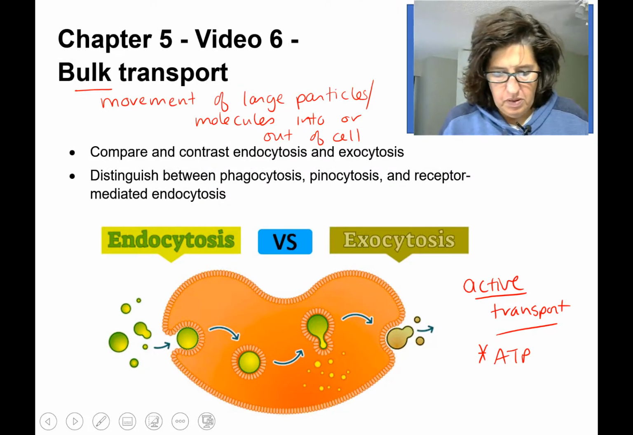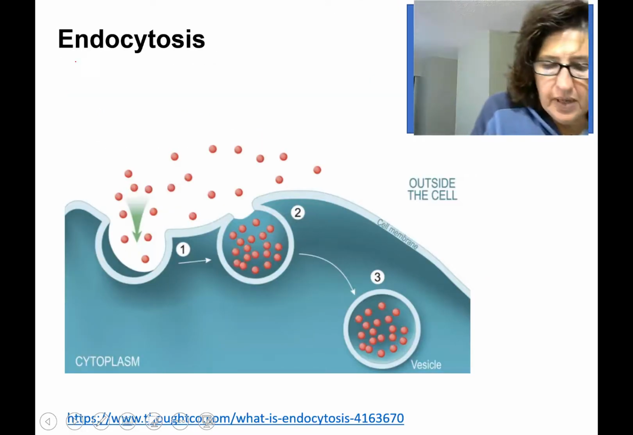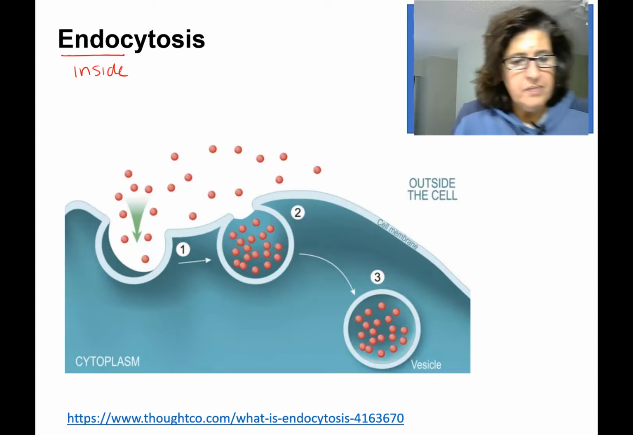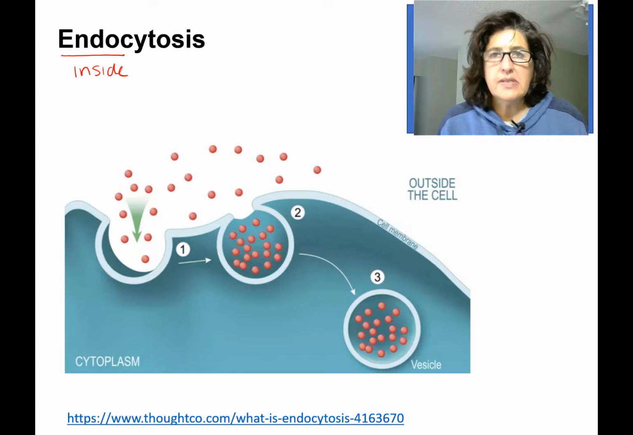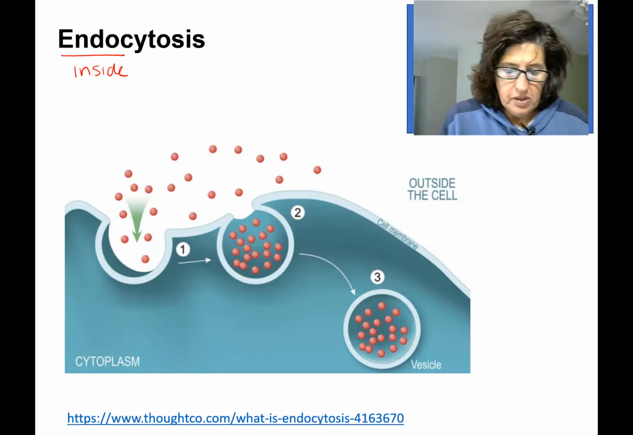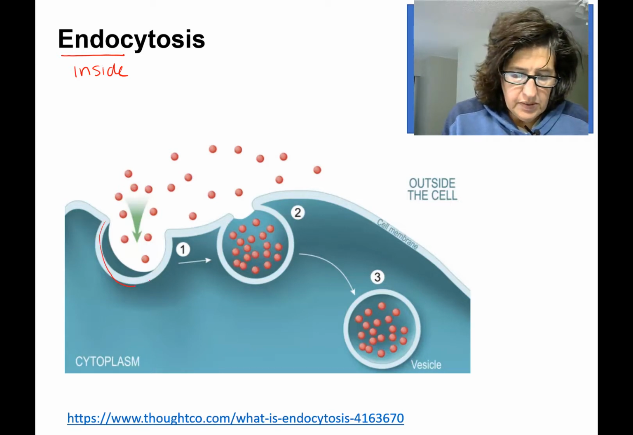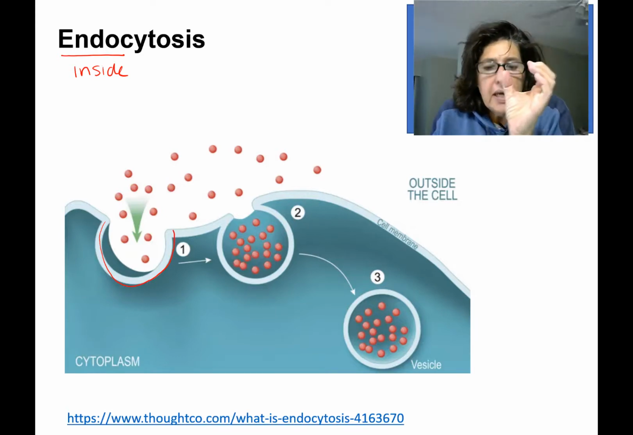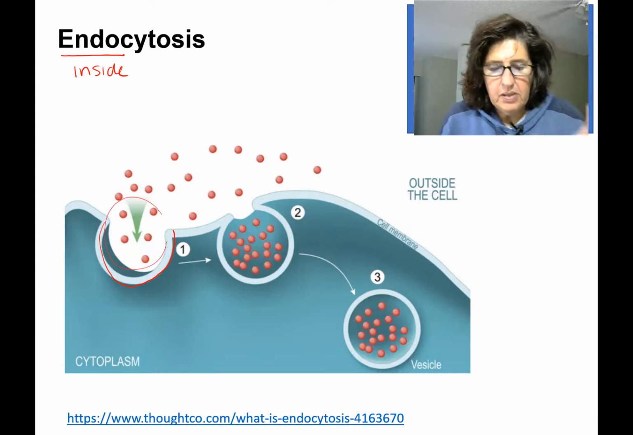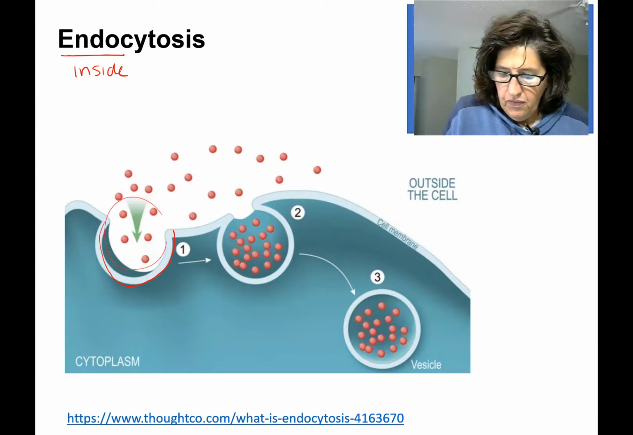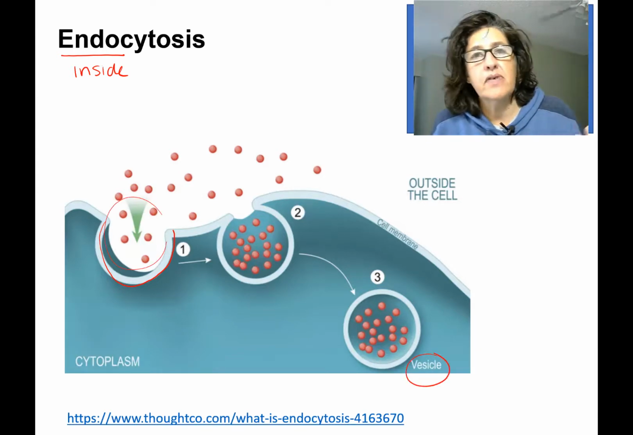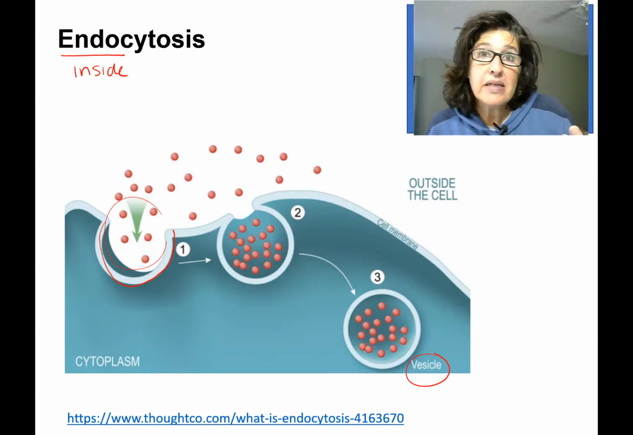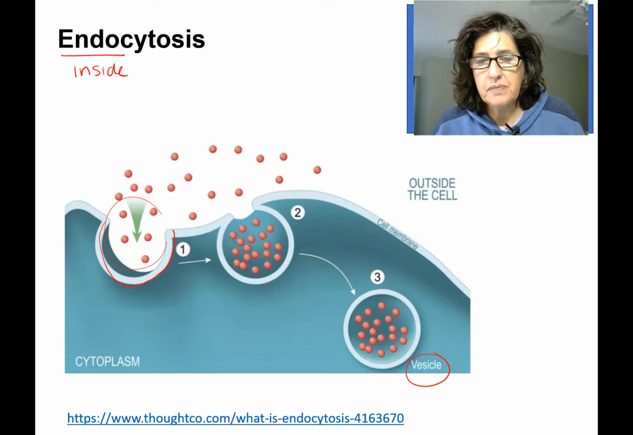All right, next slide. All right, so endo means inside. Okay. And what I want you to see is this involves a vesicle formation. So right here you can see that the membrane is pulling in and bringing in these particles, and then you form a vesicle. And we've talked about vesicles, these little membrane sacs that can move around in the cell. So that's exactly what's happening in endocytosis.